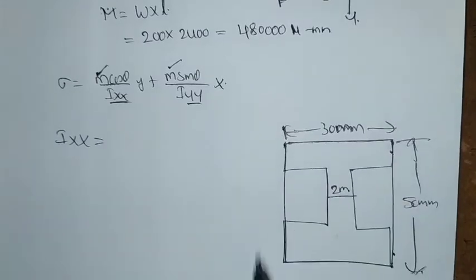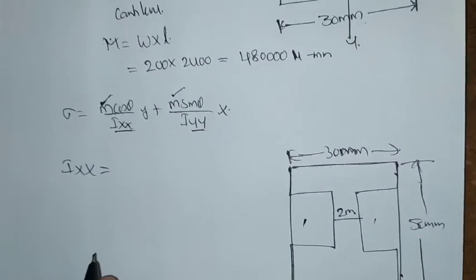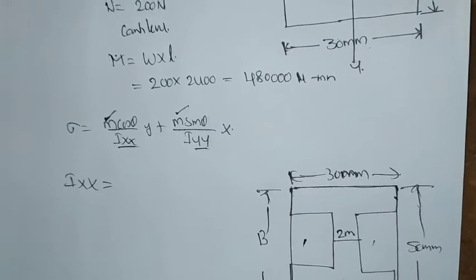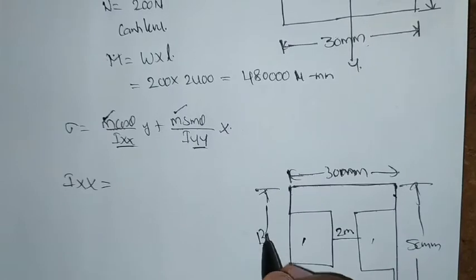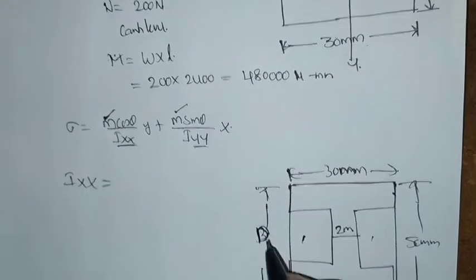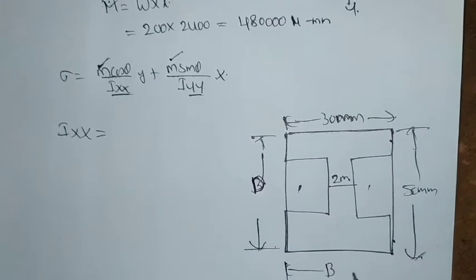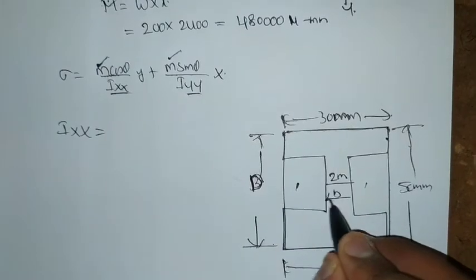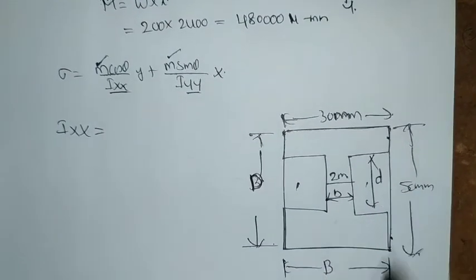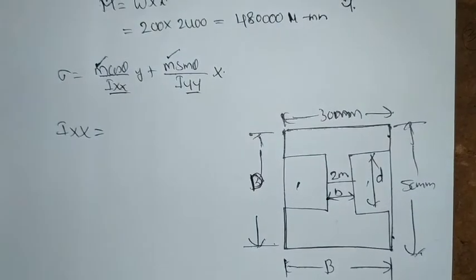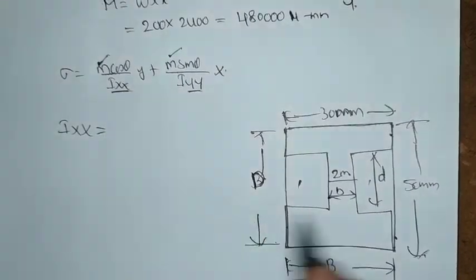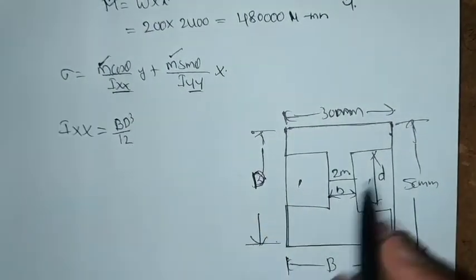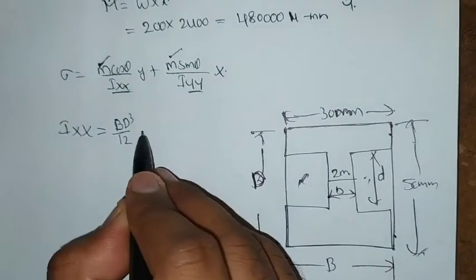So first I will calculate for the total part and I will neglect these two portions next. Consider this as capital B and this as capital D, the depth. So consider this as capital B, the breadth, and consider this as small b and this as small d. If you want to calculate the Ixx value, Ixx is equal to, first we will calculate for the total rectangular section, BD cube by 12. From the total we have to neglect this part and this part, minus.